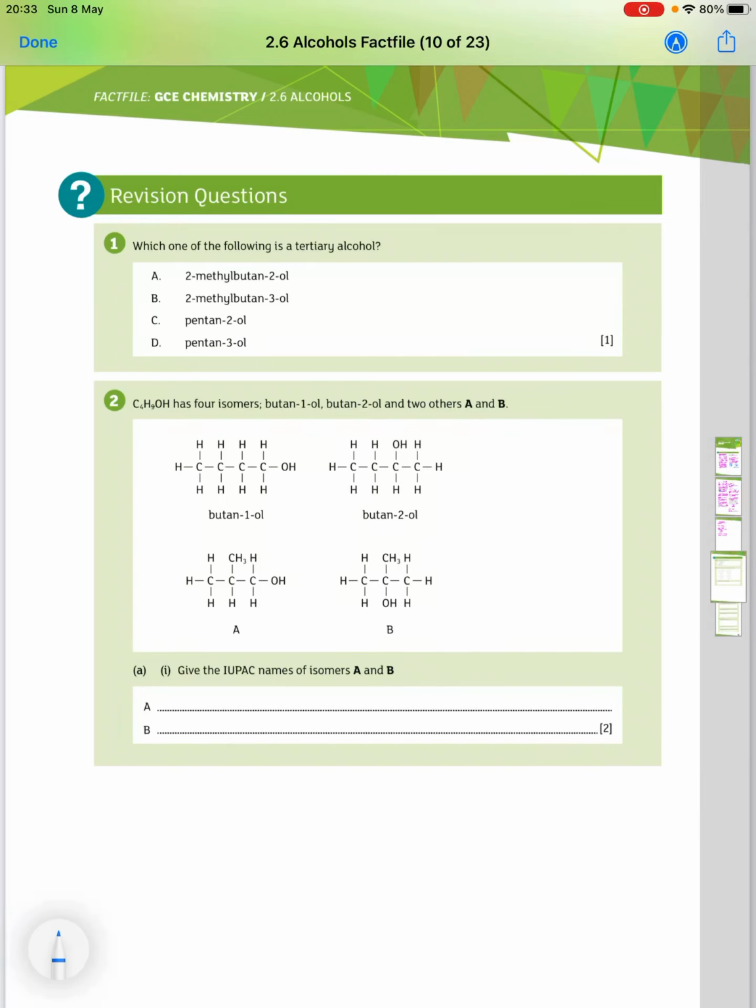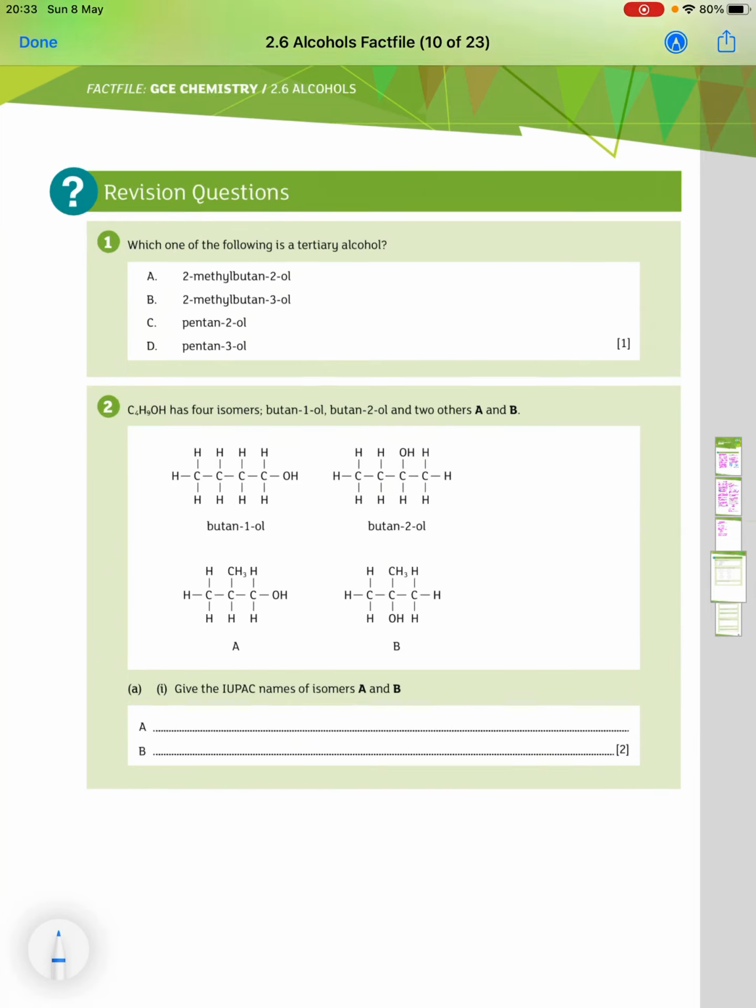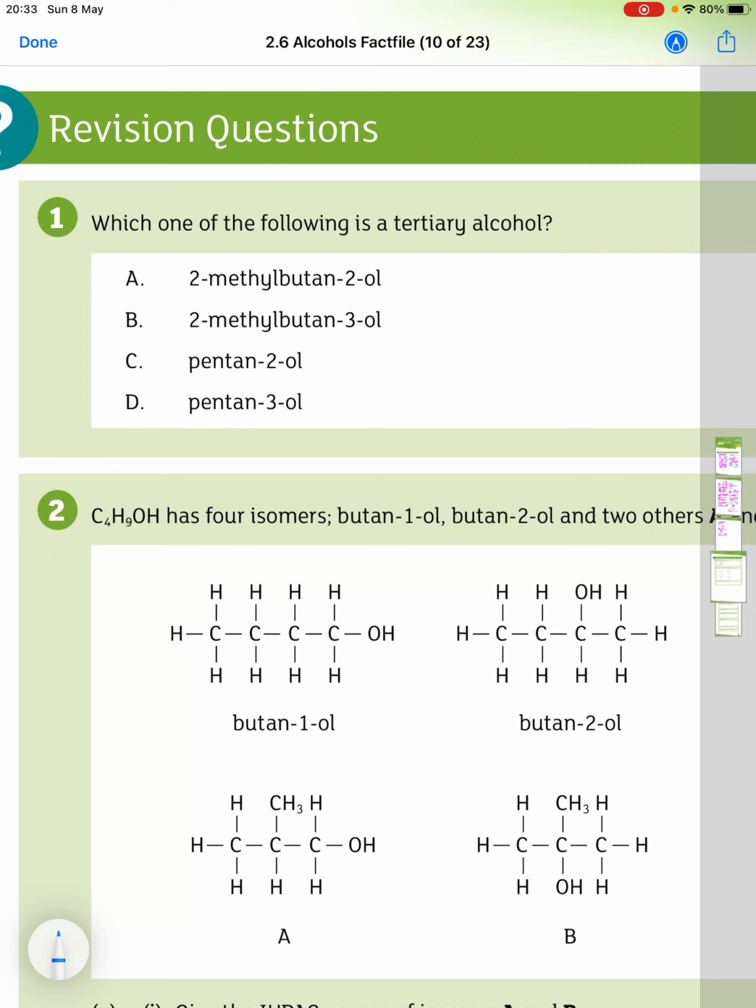These are the answers for the fact file on alcohols 2.6. Question 1. Which of the following is a tertiary alcohol? If we look at the names of the compounds, that gives us a clue to begin with. So 2-methyl-butan-2-ol, 2-methyl-butan-3-ol, pentan-2-ol and pentan-3-ol.